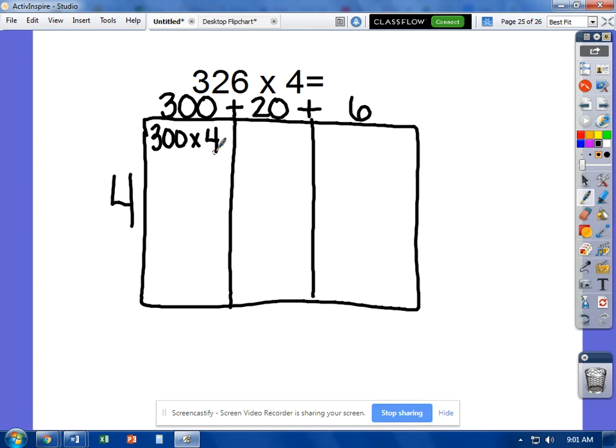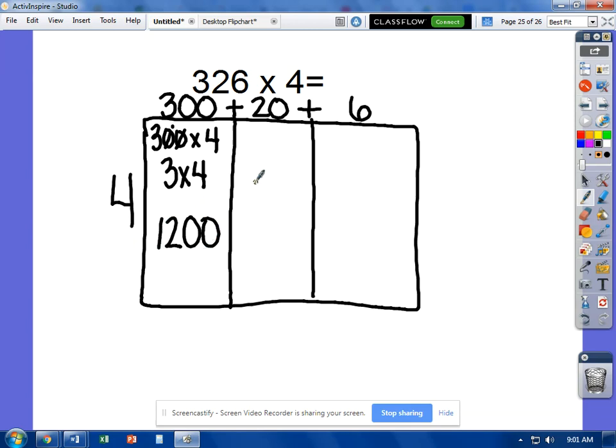times 4. I'm not really sure how to do that quite yet, but if I take away my zeros, I end up with 3 times 4, which is a really easy math problem for me. It's a math fact, so 3 times 4 gives me 12. But I did take away 2 zeros, so I need to add those back now. And my answer for this box is 1,200.